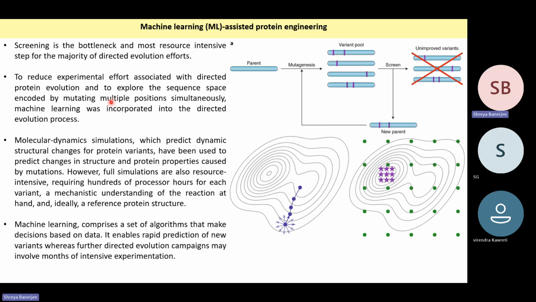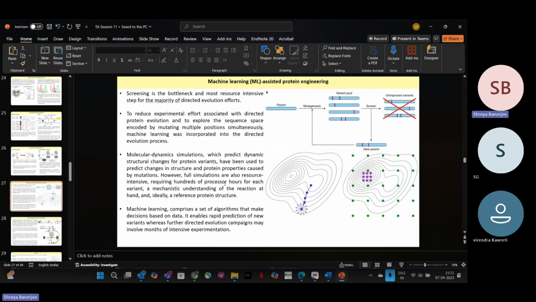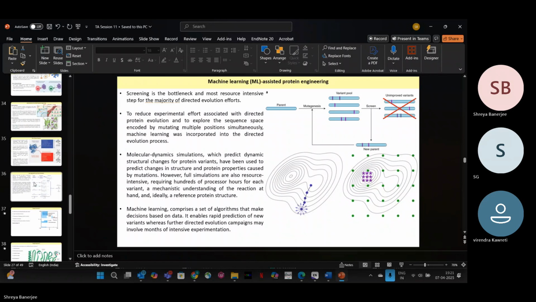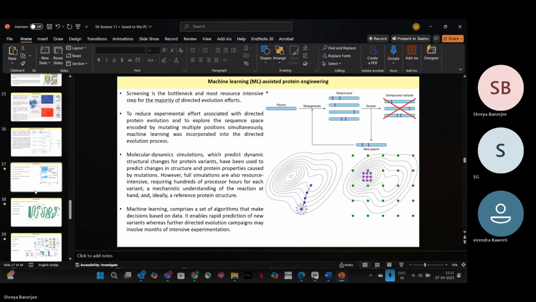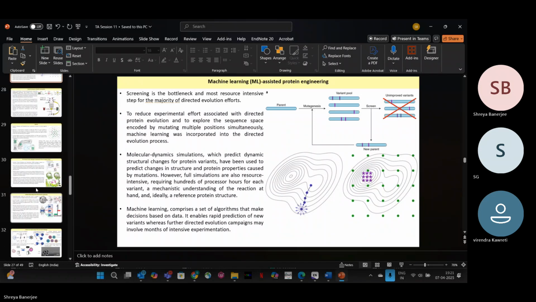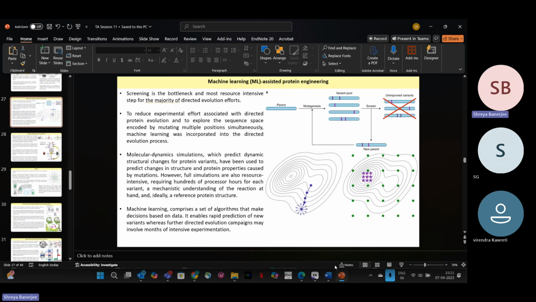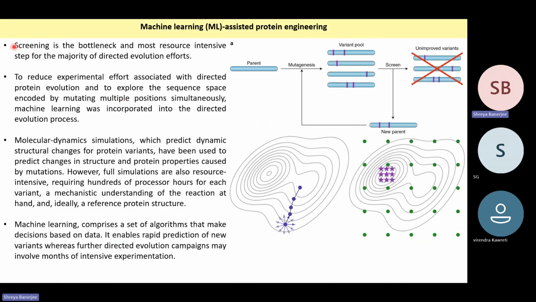Now we will look at machine learning. Machine learning assisted protein engineering.